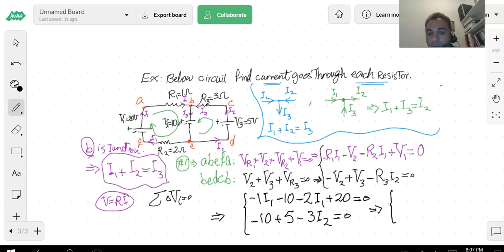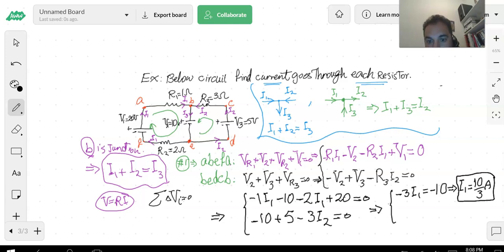Minus 1I1 minus 2I1 is going to give me negative 3I1, correct? Negative 10 plus 20 is positive 10. Move it over, it will be negative 10, correct? So by this one, I can find I1 is equal to 10 over 3 amp, which will be 3.33.